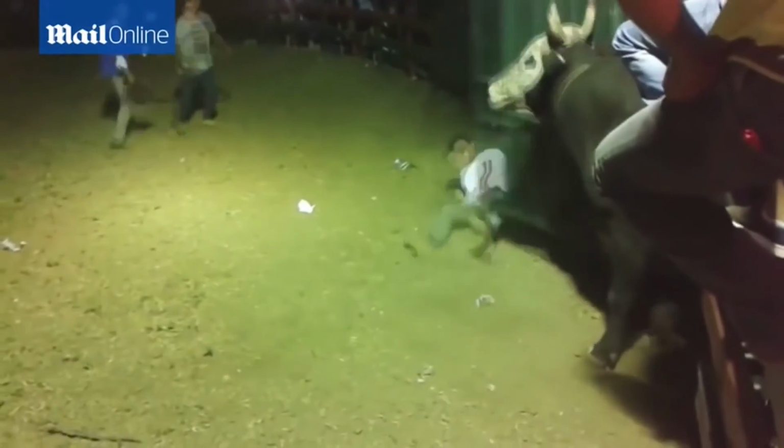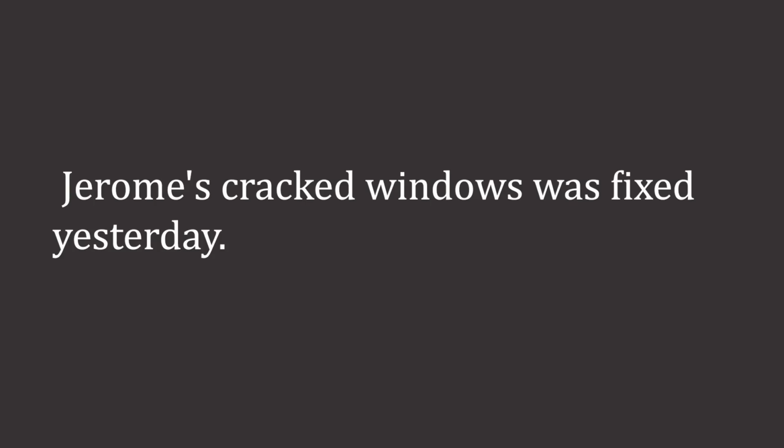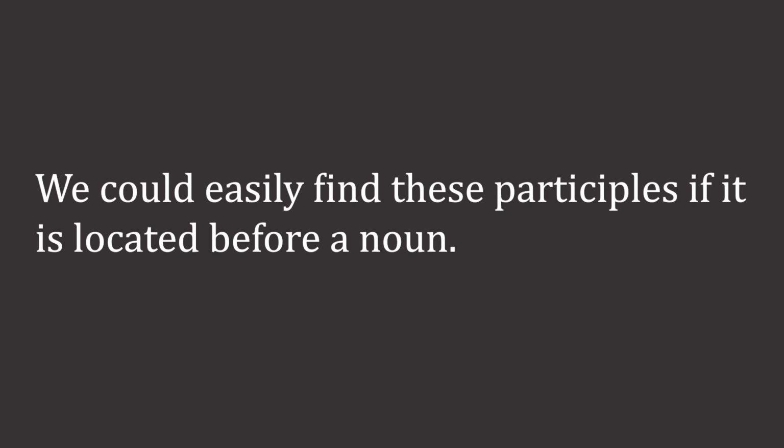The second example is: Jerome's cracked windows were fixed yesterday. In this example, we can see that our participle is the word cracked. And as I said earlier, we can easily find these participles if they are located before a noun.